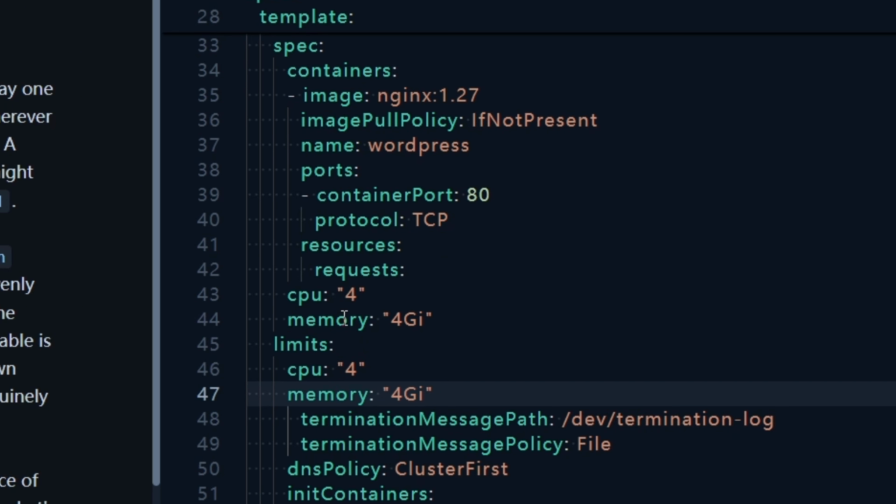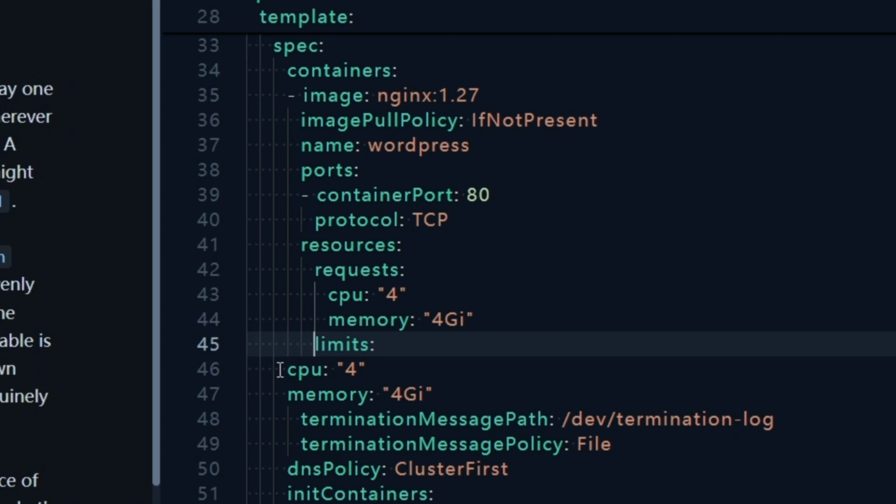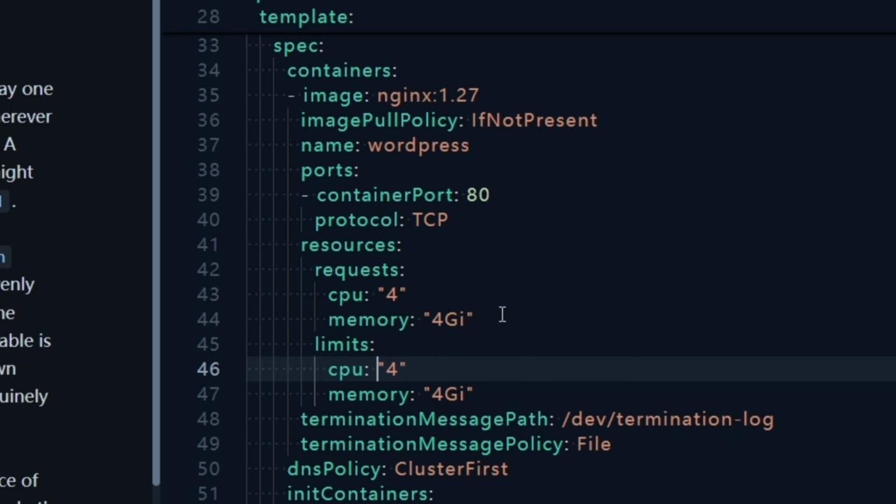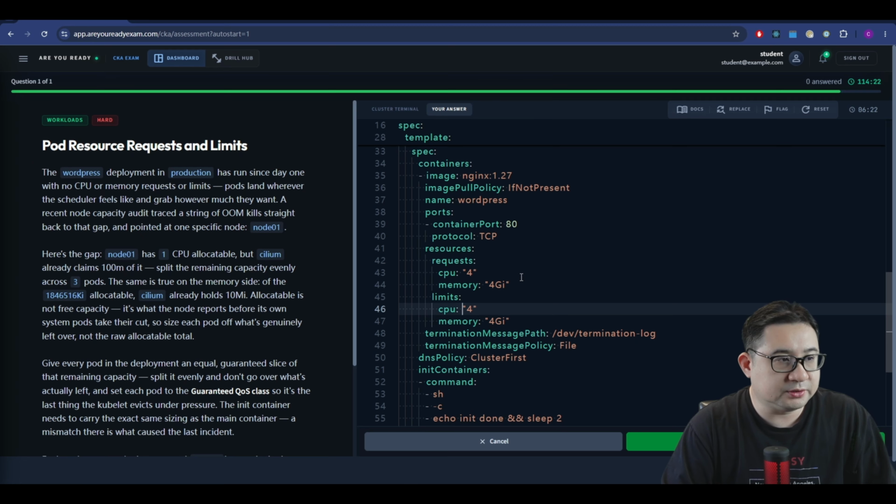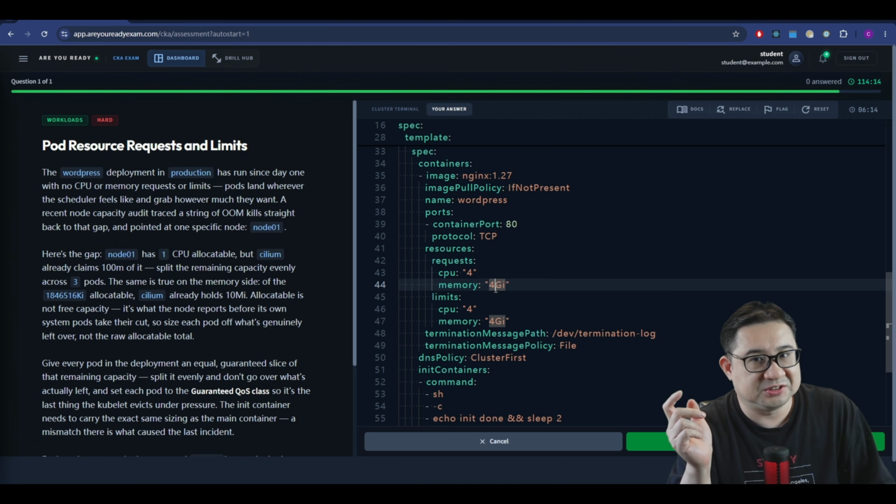You need to be careful with the indentation. This one should be here. The limit should be at the same level as the request. So the CPU and memory also need to be indented properly. Now you may be asking, how do I change those values? In fact, that's actually a calculation.